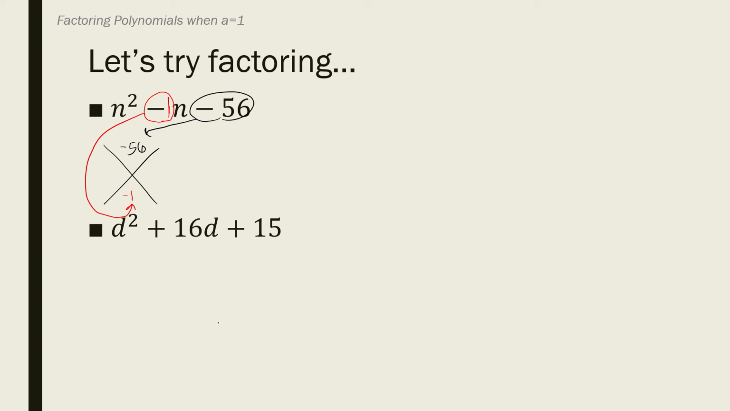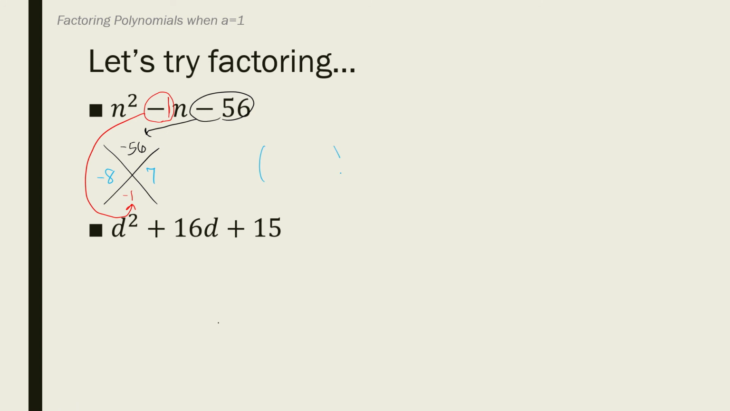Okay, that's going to be negative 8 and positive 7. Negative 8 times 7 gives us negative 56. Negative 8 plus 7 gives us negative 1. Then I can write my binomial.